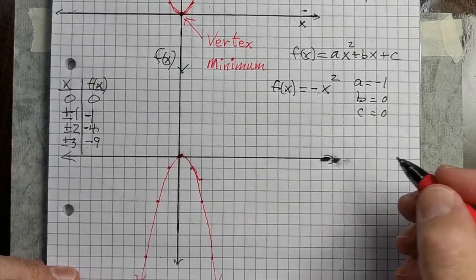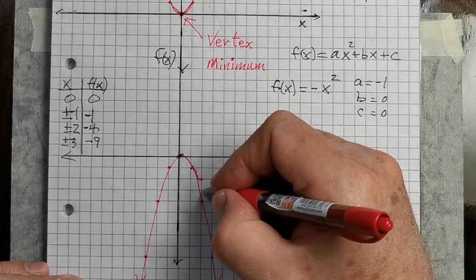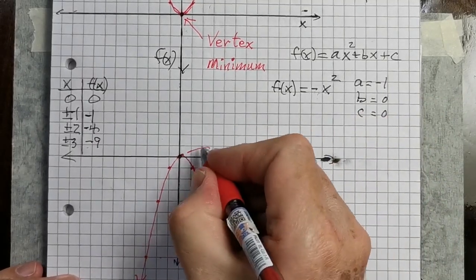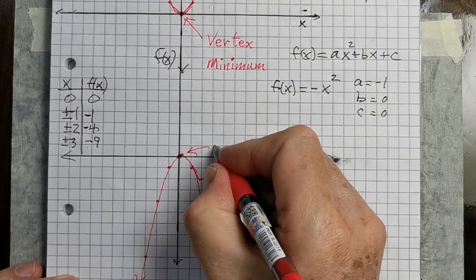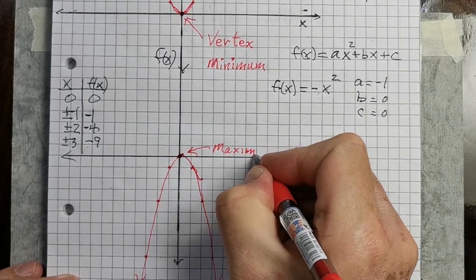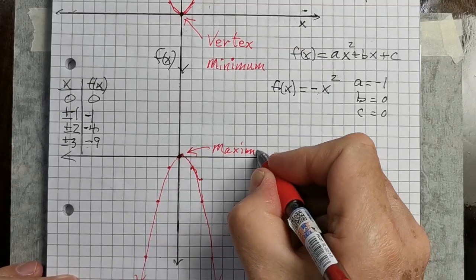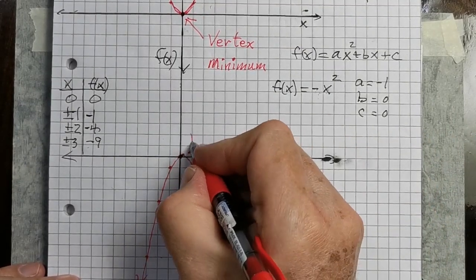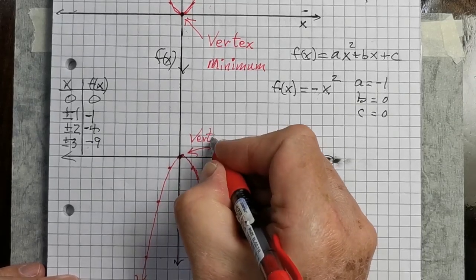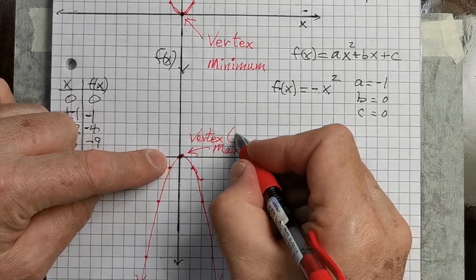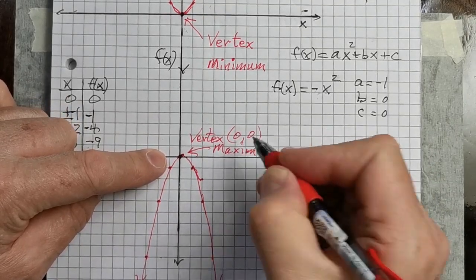Okay, going down like this. So this point again is our vertex, and in this case it is a maximum. This is our vertex. What are the coordinates of the vertex? The vertex has the coordinates of 0, 0.